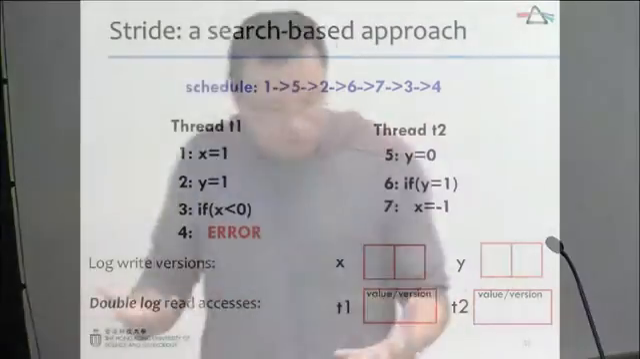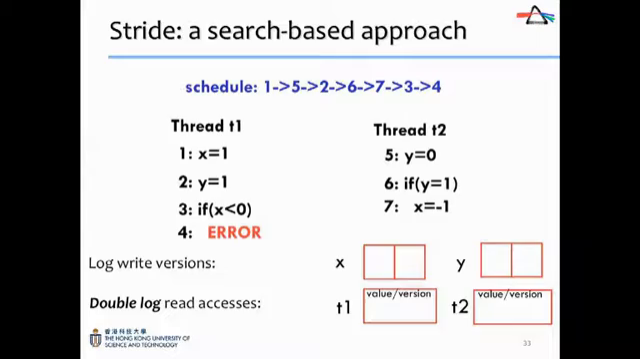It's polynomial time. The total number of steps to search is bounded by kn, where k is the number of threads and n is the total number of operations. So it's a polynomial search. Let me give you some details of how Stride works.